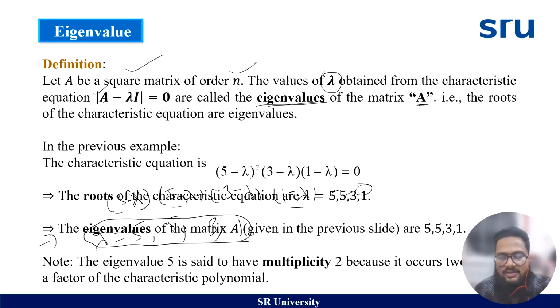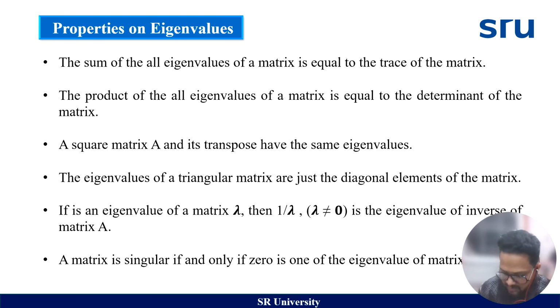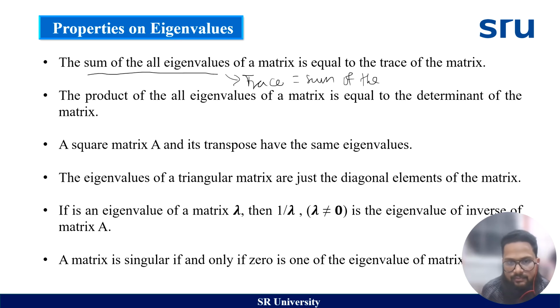Now there are some properties of eigenvalues. So let's discuss these properties. First of all, if a matrix is given, the sum of the eigenvalues is always the sum of the diagonals. That means the trace. Please remember, the sum of the eigenvalues is nothing but the trace. What is trace? Sum of the diagonals. This is one property.